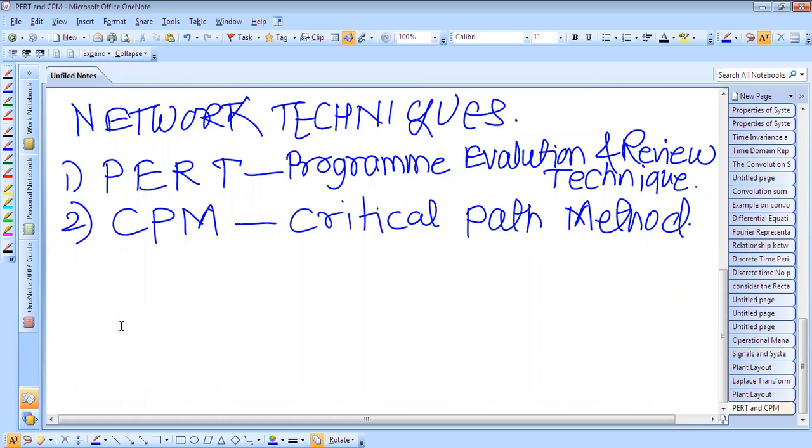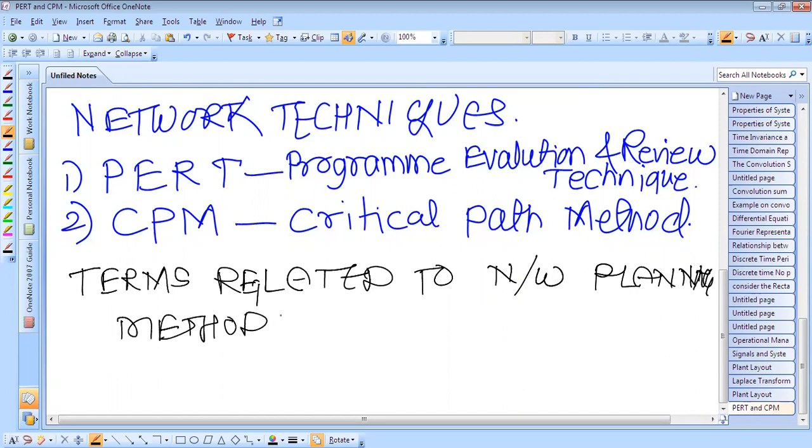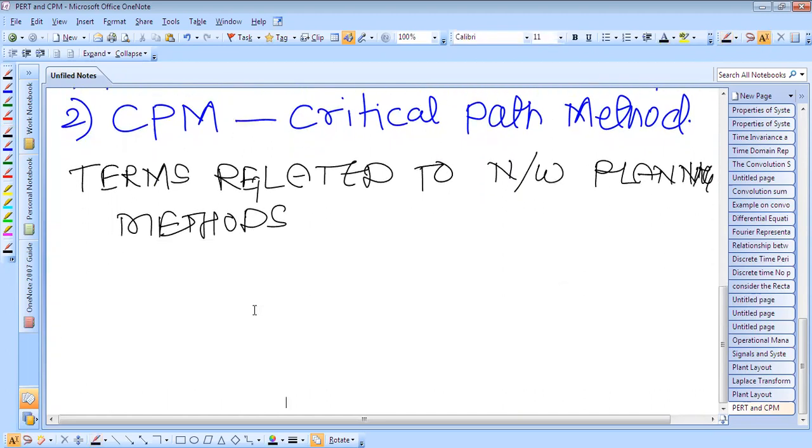Before going into detail on CPM and PERT, we will see some terms which are related to this, the terms related to network planning methods. So the first term we consider is the event.